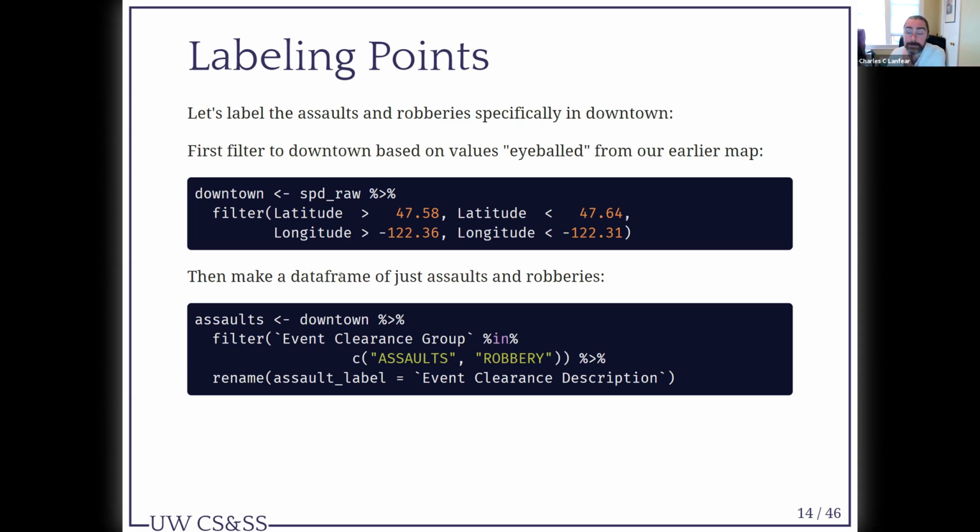Then what I'm going to do is make a data frame of just the assaults and robberies to sort of focus more narrowly on a class of crimes people might be more concerned with than most other things. Seattle doesn't have a lot of homicides, but it has a pretty good number of assaults and robberies. So that's one of the more serious crimes a person could reasonably expect to either experience themselves or know somebody who has. So I'm going to take the downtown data and then filter so that event clearance group is in either assaults or robberies. And then I'm going to rename event clearance description to assault label, which is going to give us a variable here that just is a label we can apply to the events. Yeah. So got some simple data.